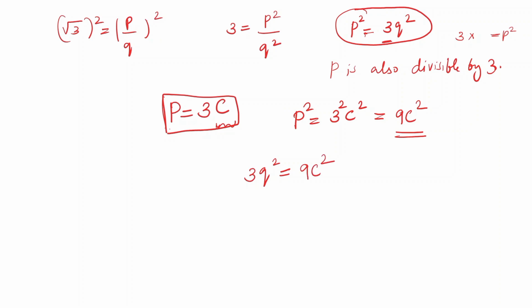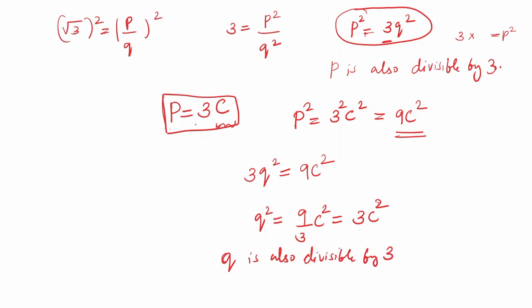So what about q square? Q square equals 9 by 3 c square, that is 3c square. So q square is a multiple of 3. So definitely q is also divisible by 3. Hope you are getting the point. Q is also divisible by 3. That means q equals 3 something, 3d or something, whatever number. So q and p are multiples of 3.